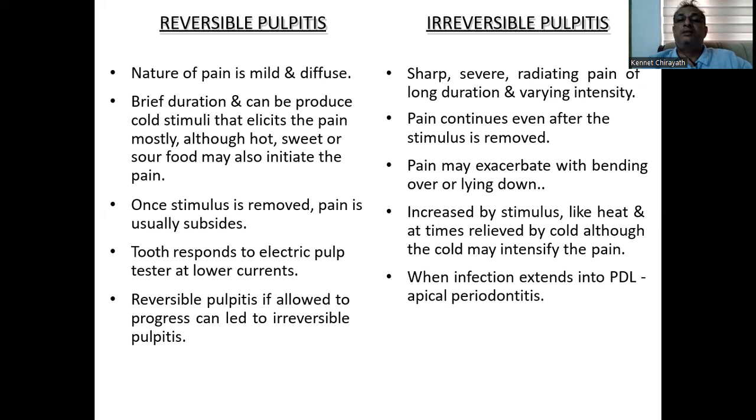The pain may exacerbate with bending over or lying down. The tooth responds to the electric pulp tester at a low current, increased by stimulus like heat at times, relieved by cold though the cold may intensify the pain. Irreversible pulpitis, if allowed to progress, can lead to periapical disease when infection extends into the periodontal ligament, causing periodontitis.